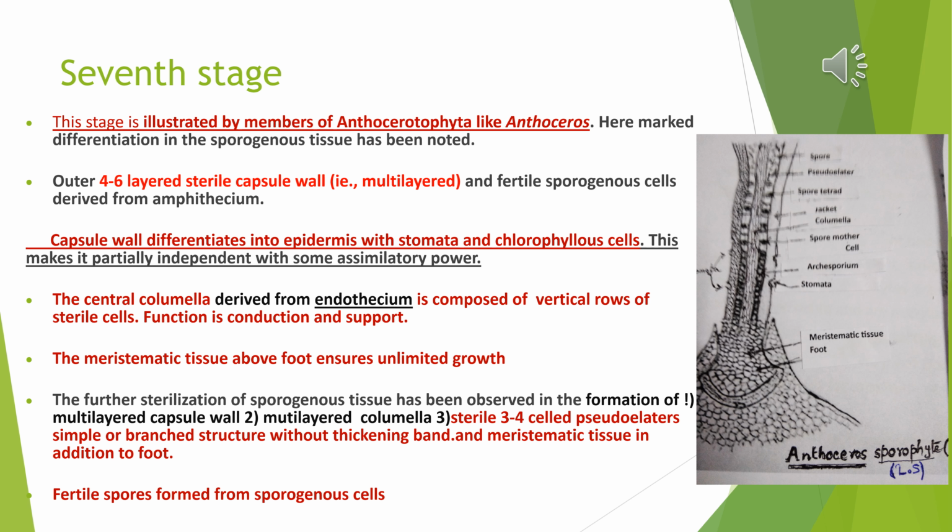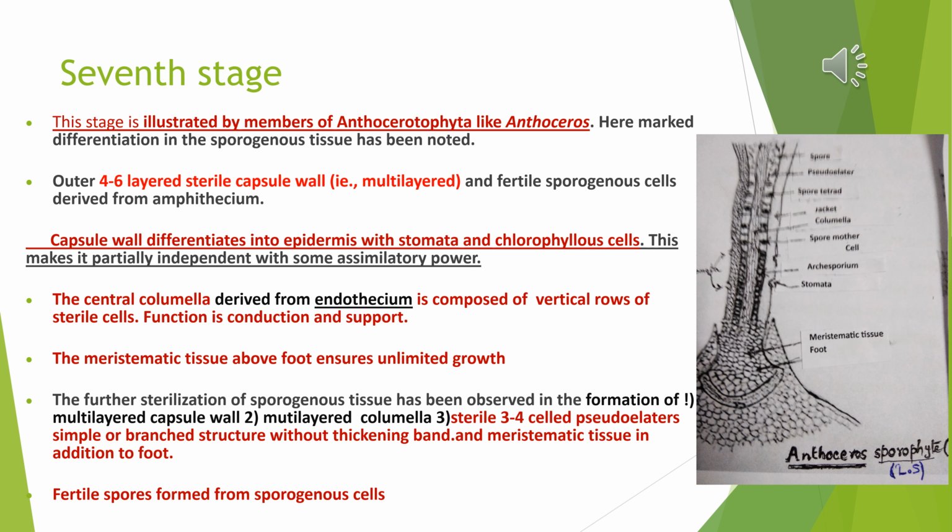The central columella is derived from endothecium. It is composed of vertical rows of sterile cells. Function is conduction and support. At the base is the meristematic tissue which enables continuous growth. Sterile 3 to 4 celled long, simple or branched pseudoelaters are derived from sporogenous tissue. Fertile spores form from sporogenous cells.